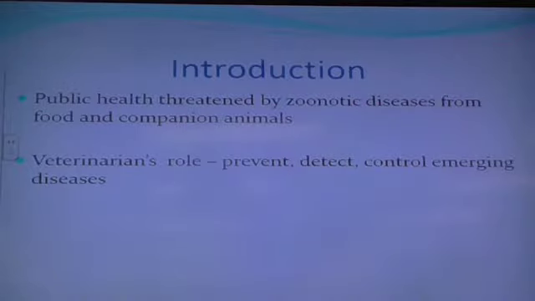So, the veterinary role in all this is to prevent these diseases, detect and control emerging diseases. And emerging diseases are those diseases that haven't been a problem, or were a problem in the past, but not a problem now. And now they're re-emerging as a disease in humans and/or animals, okay?